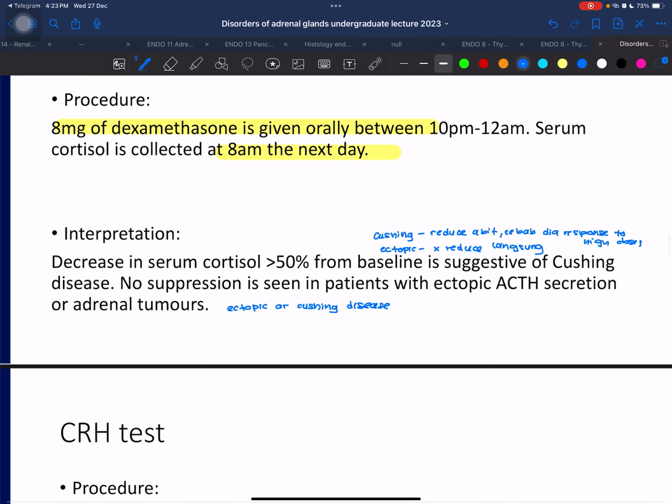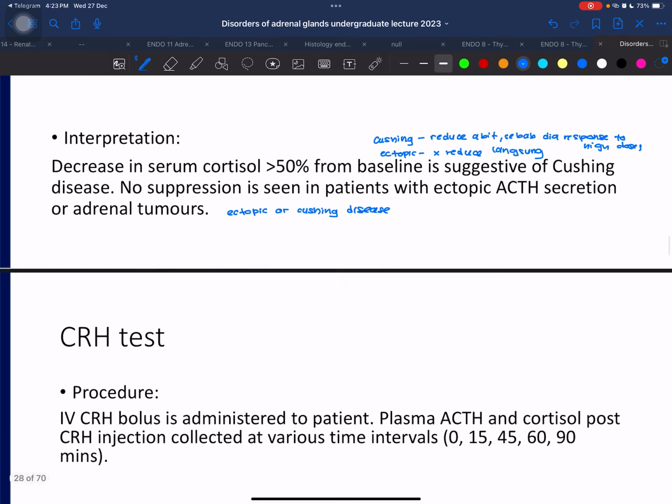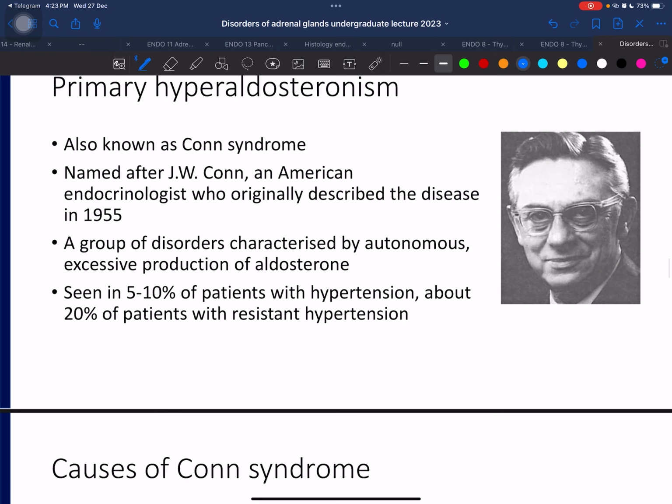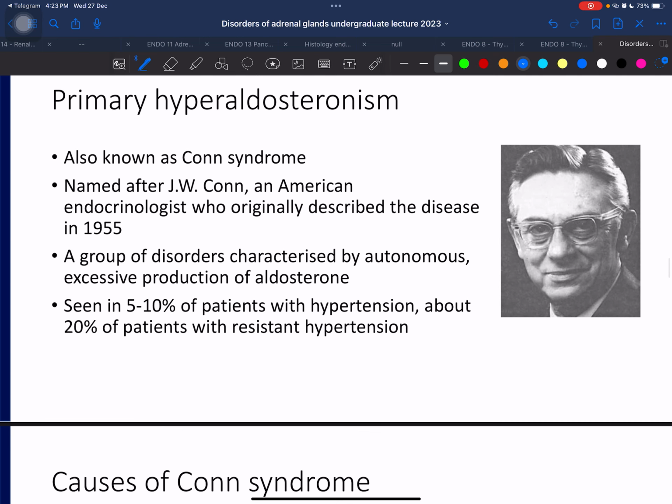Alright. Now we go on to, I have a lot of diseases to cover, so we go on to primary hyperaldosteronism. Okay. Also known as Conn syndrome, again it's named after J.W. Conn, who is an American endocrinologist. It is actually a group of disorders characterized by autonomous production of aldosterone. Just now we talked about cortisol, right? Now we move to aldosterone, okay? And it's seen in up to 10% of patients with hypertension.